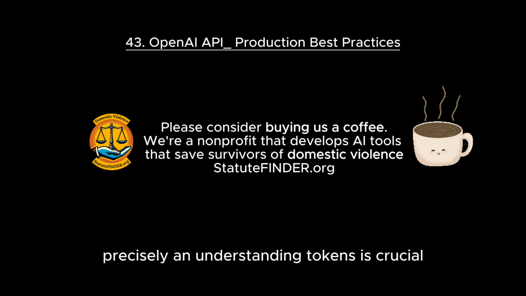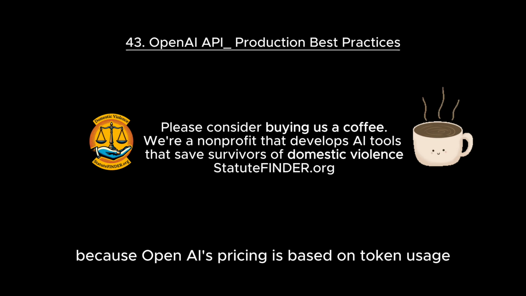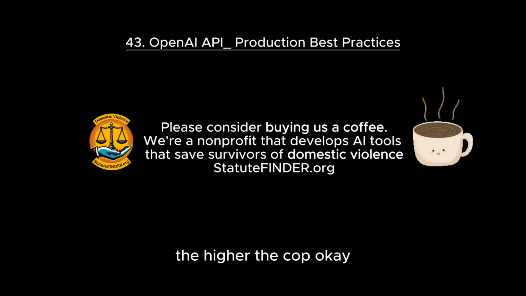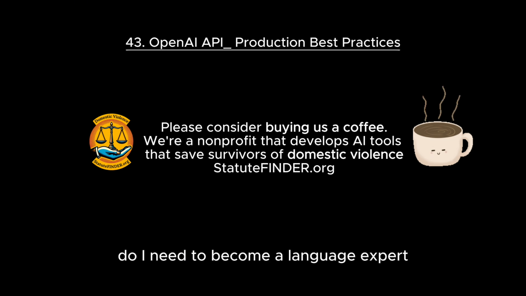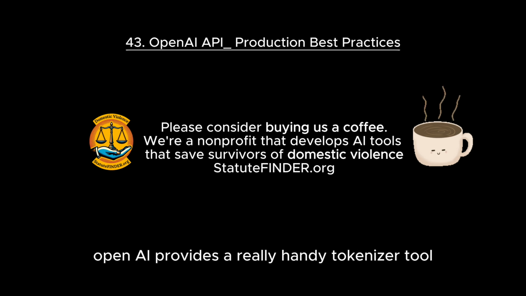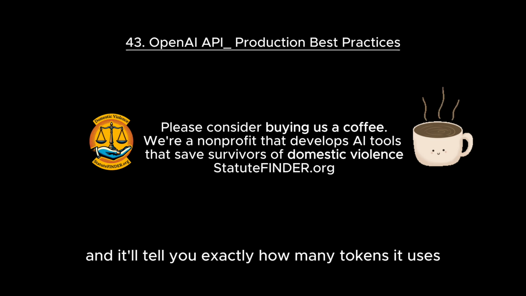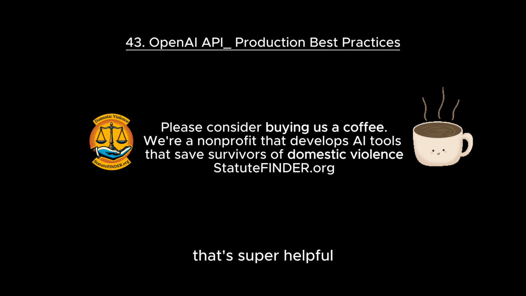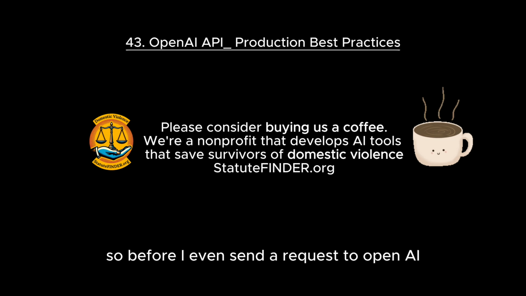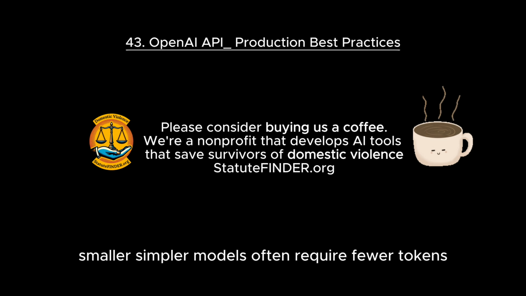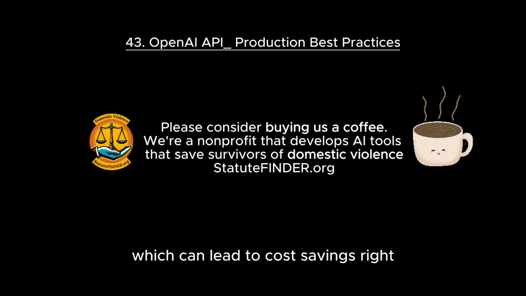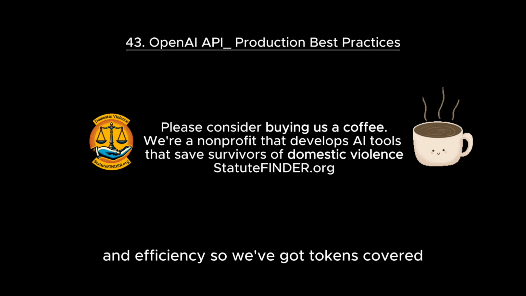Precisely. And understanding tokens is crucial because OpenAI's pricing is based on token usage. The more tokens you use, the higher the cost. That makes sense. But how do I know how many tokens my text will use? Do I need to become a language expert and count them manually? Thankfully, no. OpenAI provides a really handy tokenizer tool. You can input your text and it'll tell you exactly how many tokens it uses. That's super helpful. So before I even send a request to OpenAI, I can get a sense of how much it might cost. Exactly. And remember, smaller, simpler models often require fewer tokens, which can lead to cost savings. Right. It's all about finding that sweet spot between power and efficiency.